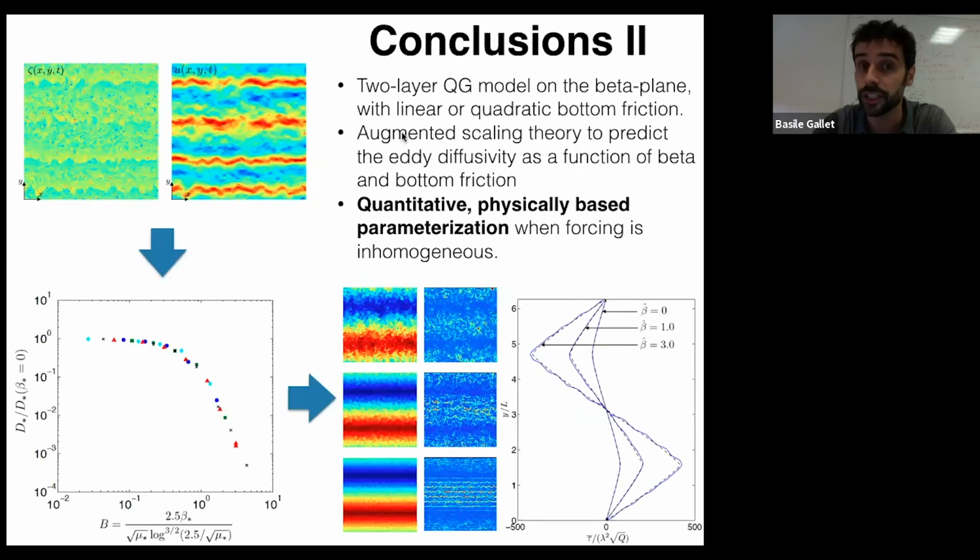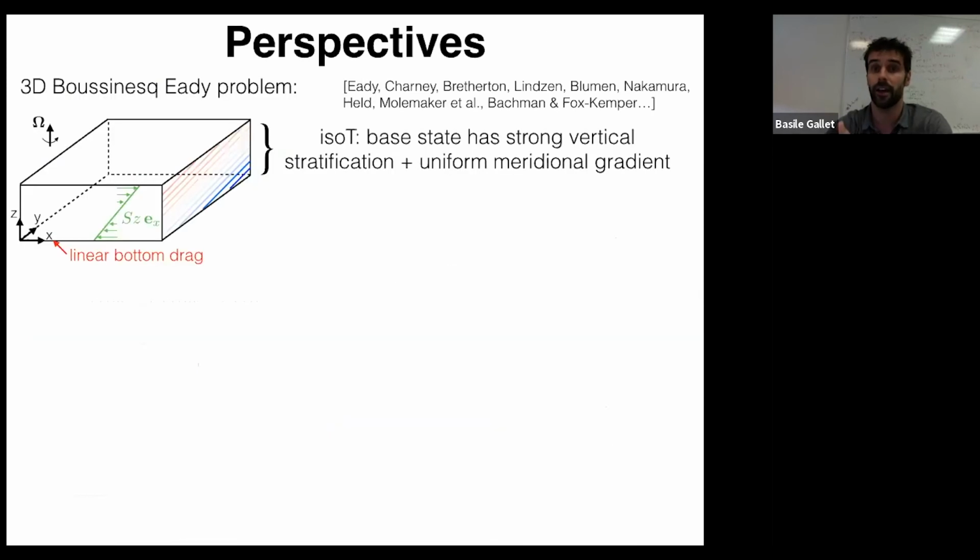So this is the conclusion of the second part. I've shown you that including beta changes quite dramatically the structure of the flow. It reduces strongly the eddy diffusivity. And we came up with a quite naive argument to augment the scaling theory: if beta is large, instead of the frictional mechanism, the flow is going to channel the energy into zonal jets up to the point where friction will not even have to play a role anymore. That led to a good rescaling of the data and an augmented scaling theory that can be used as a quantitative parameterization. So that's the end of the second part.